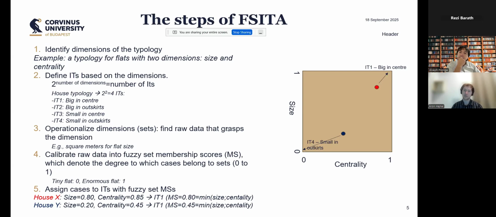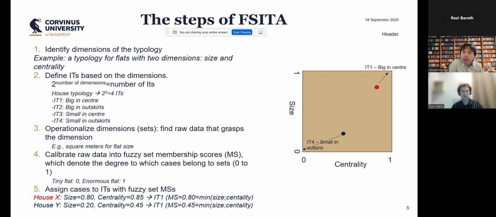Of course, if we had 3 dimensions, then we would have 2 to the power of 3, that is 8 ideal types. If we had 4 dimensions, then we would have 2 to the power of 4, that is 16 ideal types. So this is the second step. It follows strictly from the first step to define the ideal types of the typology.